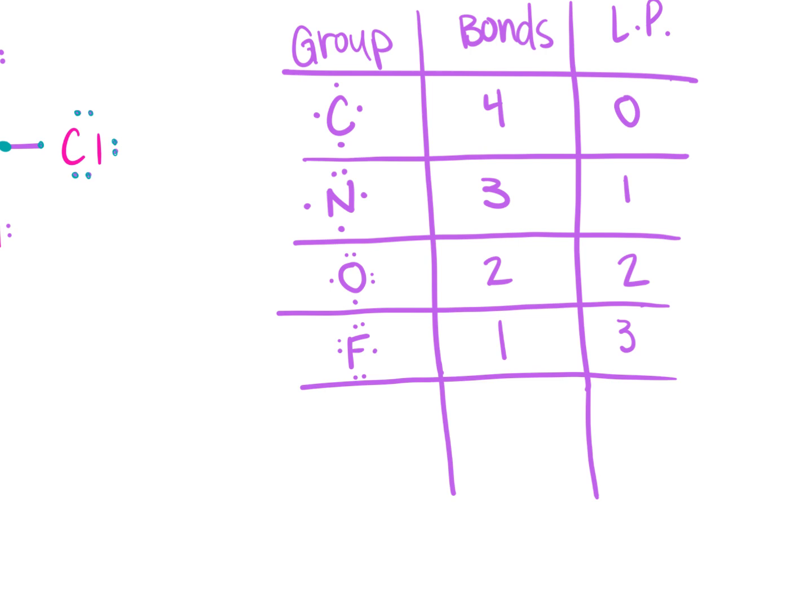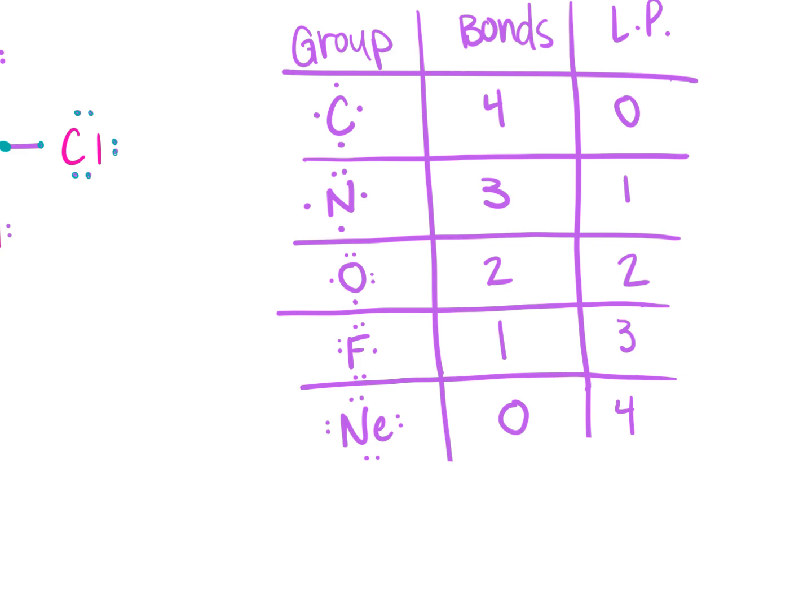And then the last group would be neon's group. How many valence electrons do they have? They have 8, right? So their preference is to have no bonds and 4 lone pairs. They don't want to bond with anybody, and we know that. So tell me, does that table make sense for us?